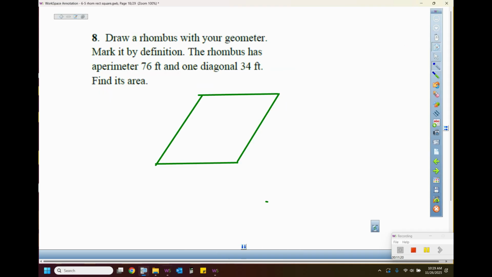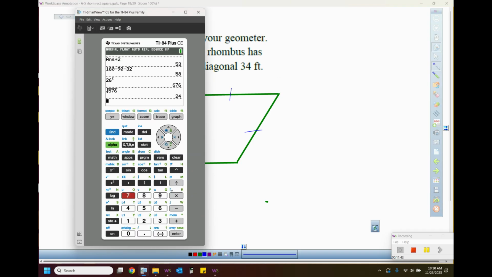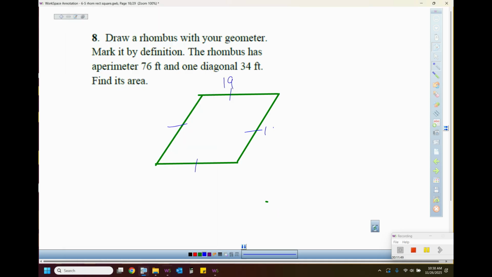Cool. And then this one here, it says draw a rhombus with your geometer, so we'll do that. That's shape number 9 on our geometer. Mark it by definition. Boom, boom, boom, boom. Got it. The rhombus has a perimeter, sorry, there should be a space there, of 76. So all 4 of these sides add up to 76. So I can take 76 and divide it by 4 and get myself 19 back on that side, because 76 was what they should all add up to, and they're all the same. They have to just split up 4 equal ways.